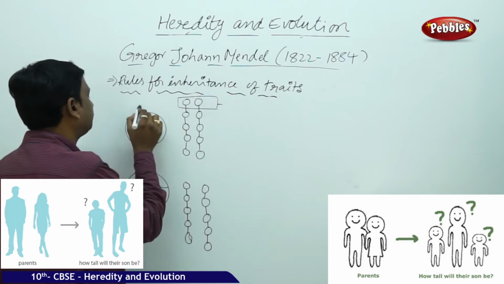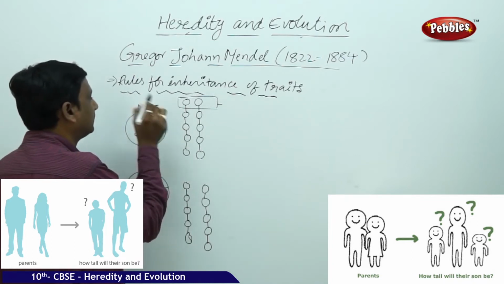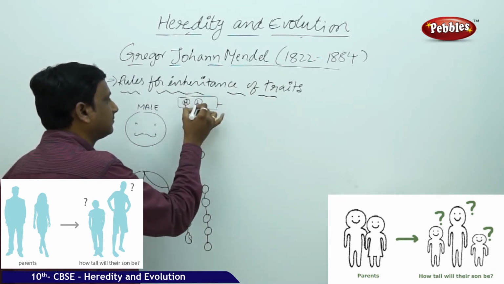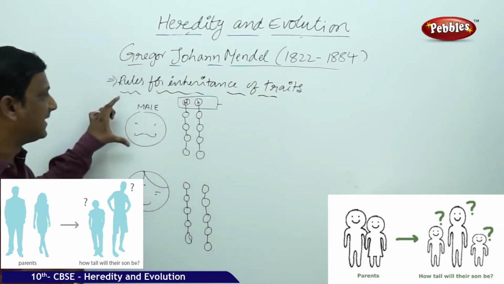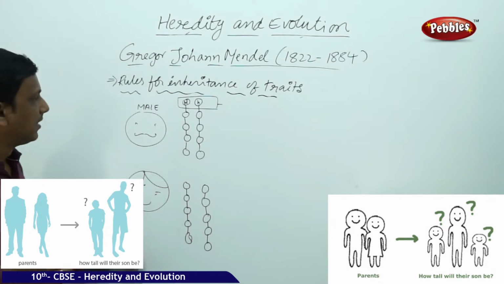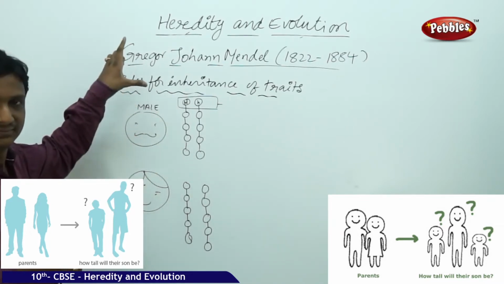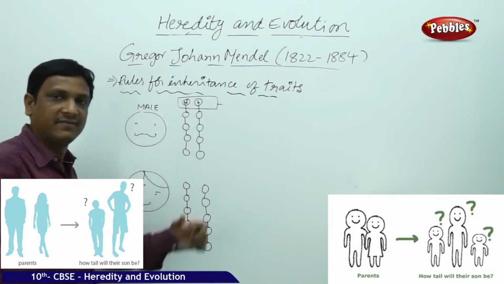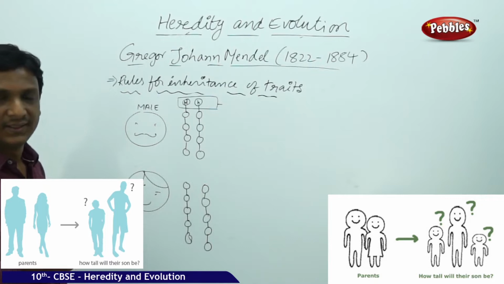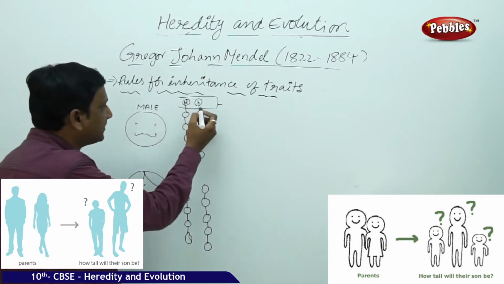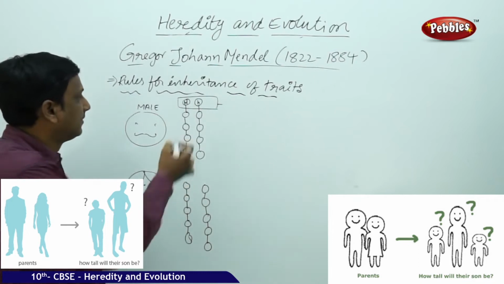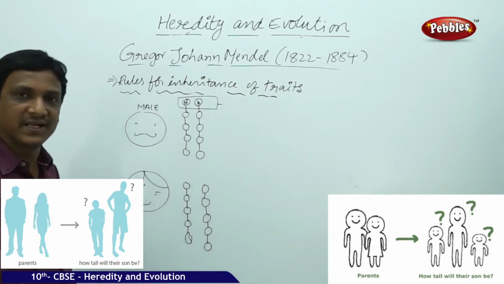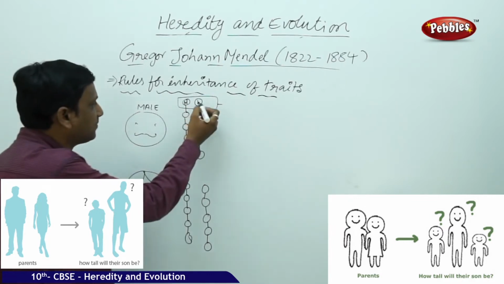Here he is the father, or the male. He has good height, some 6 feet. I have written it as a capital H, he has good height. His height is determined by a pair of genes. The second factor also determines the height, but it is small h, meaning short.